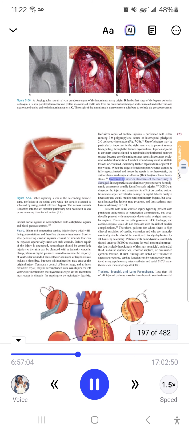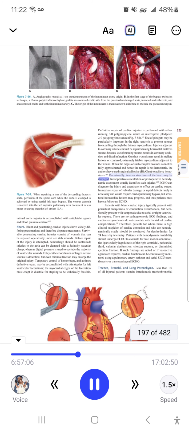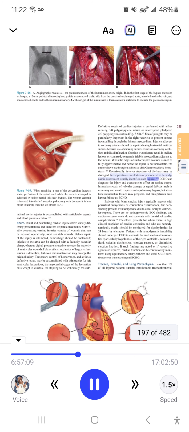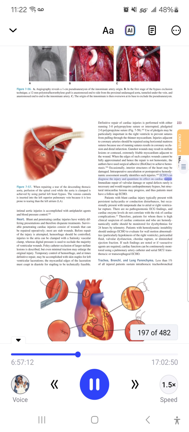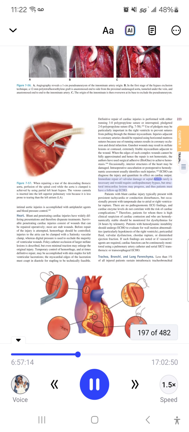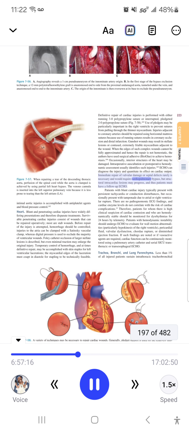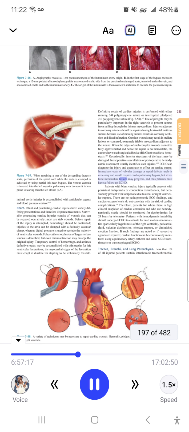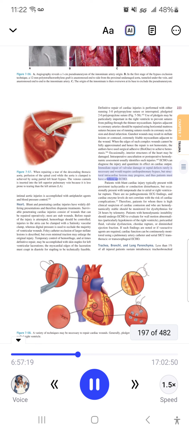Occasionally, interior structures of the heart may be damaged. Intraoperative auscultation or postoperative hemodynamic assessment usually identifies such injuries. Echo can diagnose the injury and quantitate its effect on cardiac output. Immediate repair of valvular damage or septal defects rarely is necessary and would require cardiopulmonary bypass, but structural intracardiac lesions may progress, and thus patients must have a follow-up echo.